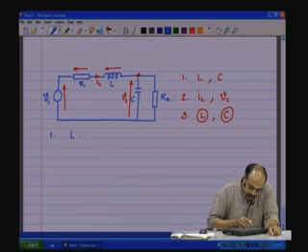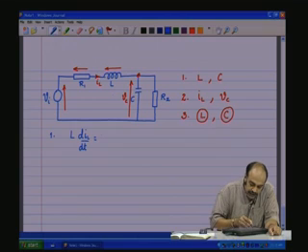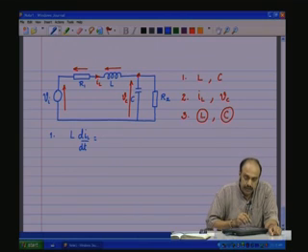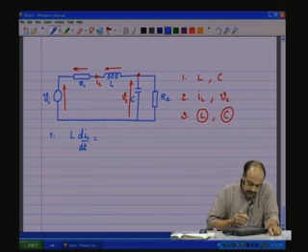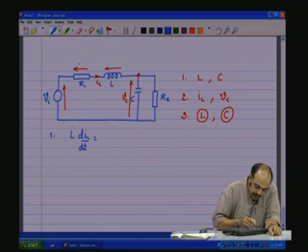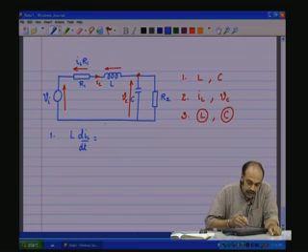given by L dIL by dt should be equal to the voltage across the inductance. Now, the voltage across the inductance should be expressed only in terms of these variables. Now, what is the voltage across R1 here? The voltage across R1 can be expressed in terms of the state variable. The current IL is flowing through R1, and therefore, it has to be IL R1.